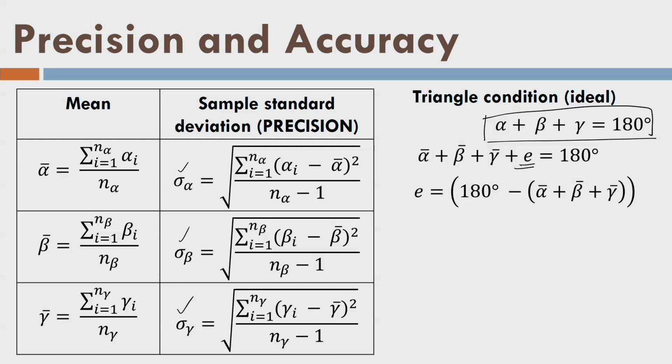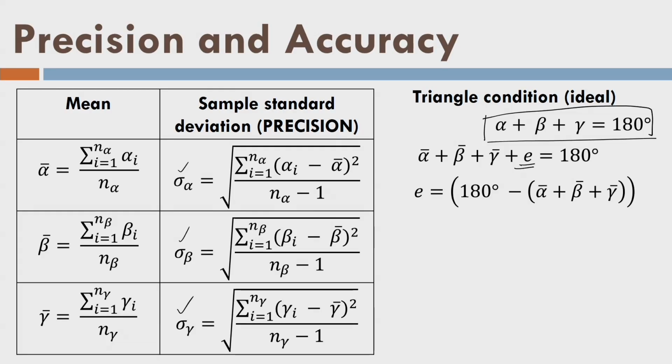Yes, let me tell you, E could be negative, E could be positive. Why? Because the summation of alpha bar, beta bar and gamma bar could be more than 180 also, could be less than 180 also. So, E has some kind of algebraic sign, plus or minus, according to the summation of alpha bar, beta bar and gamma bar. So, I have put in the value of E, and then I added it, I got this 180 degrees, or I can write now E equal to this one. This quantity E is the error of the triangle.